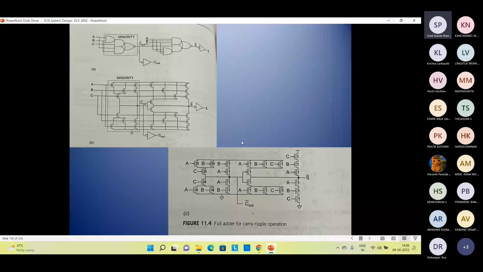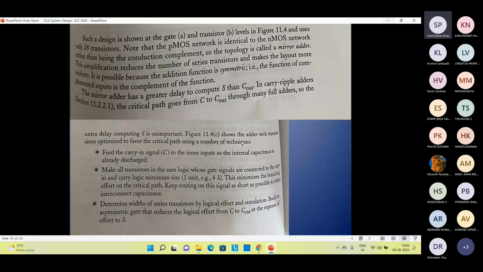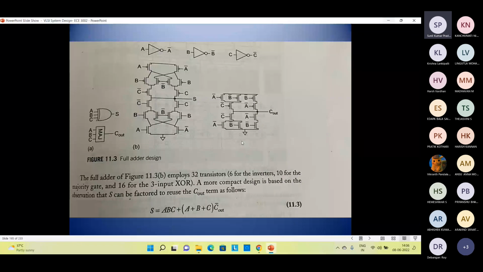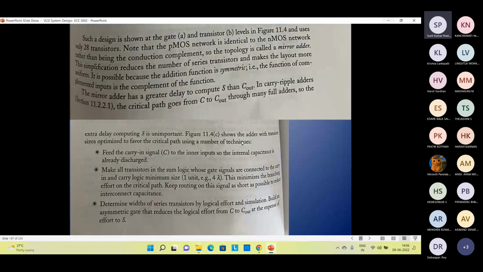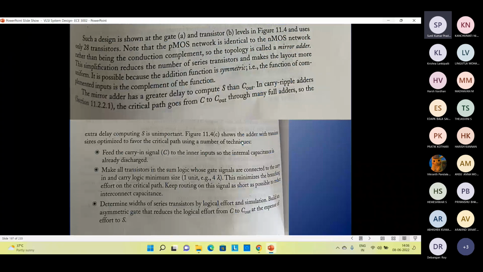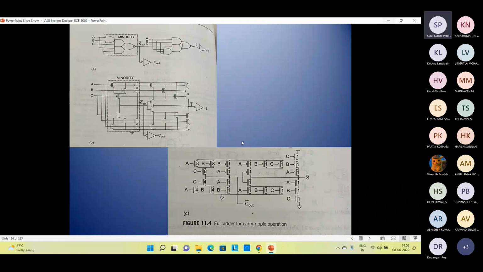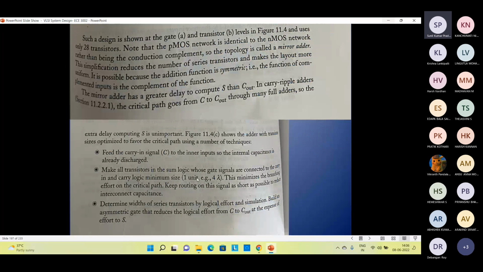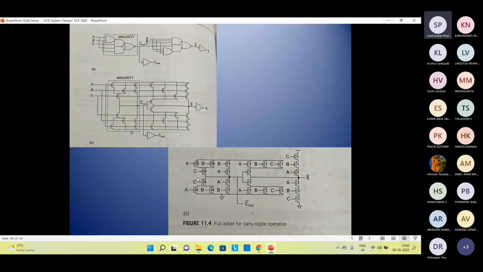Now, this is actually our full adder for carry ripple operation. Okay, this is actually the full adder carry ripple operation. So if you can see here, the design which is shown at the gate and transistor level in figure 11.4 uses only 28 transistors here. So here actually it uses 28 transistors.